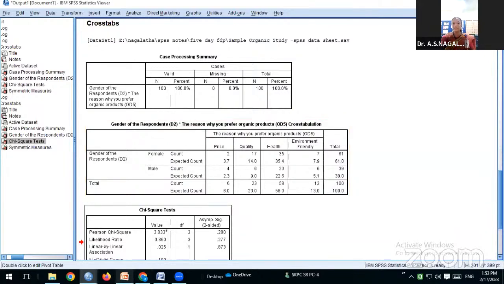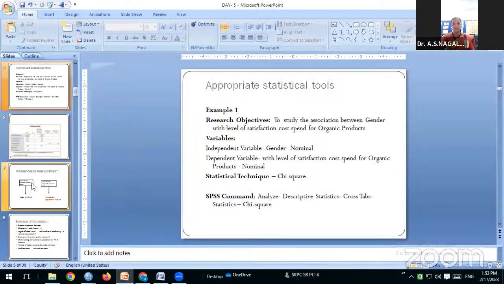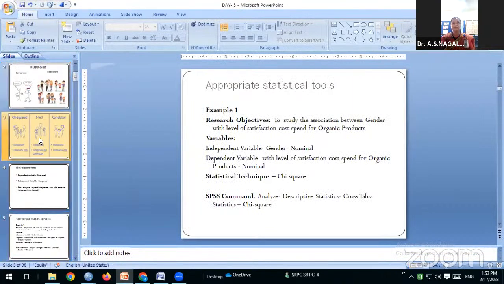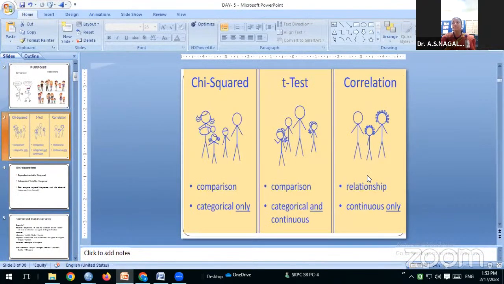As I told you, when you choose, you will try to identify the relationship. When you are going to see the relationship, you will be using the categorical variable and the comparison. With a categorical variable and a continuous variable, you try to use t-test, not chi-square.